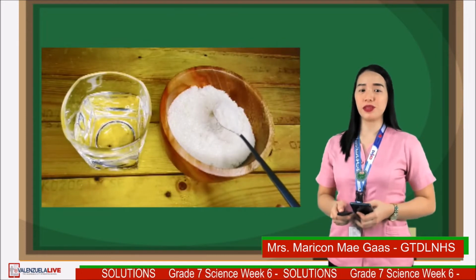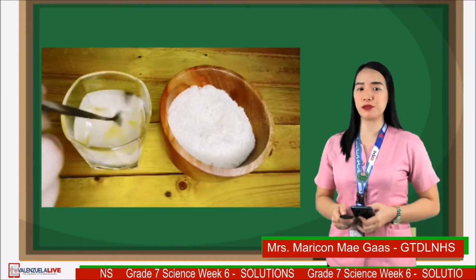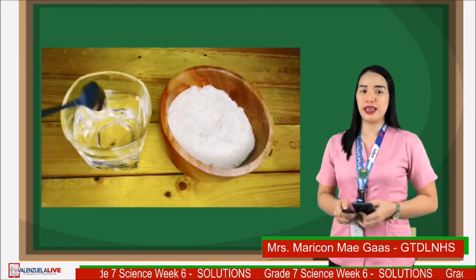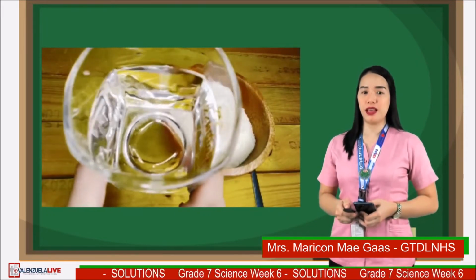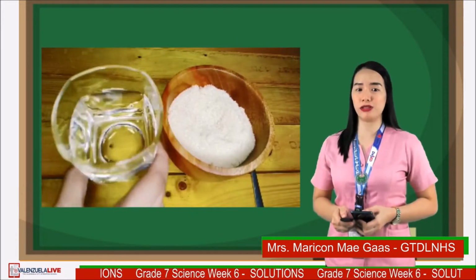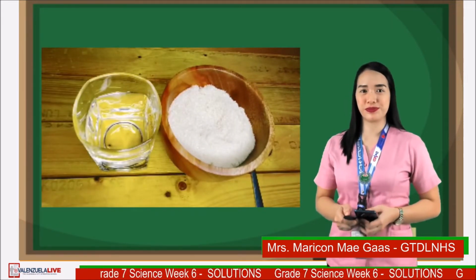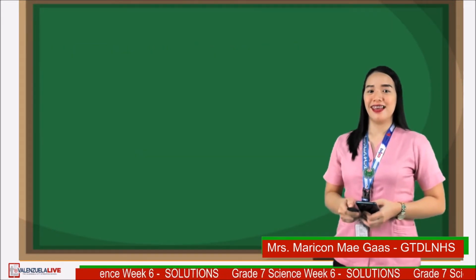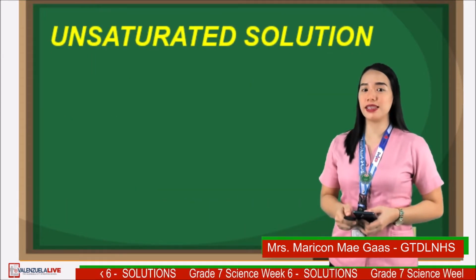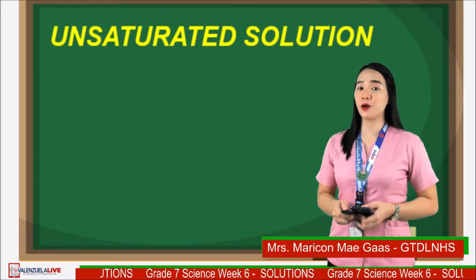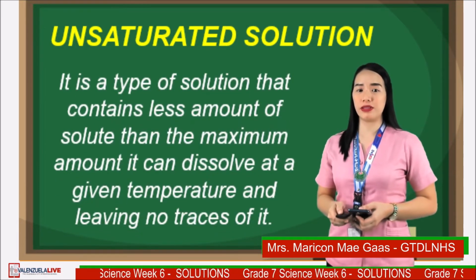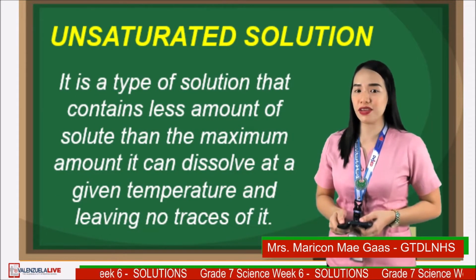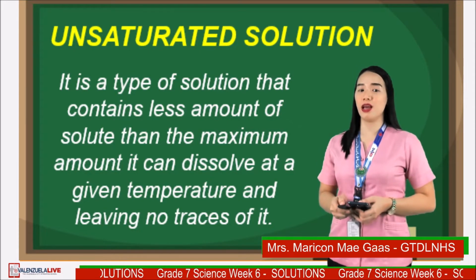First, we will put a tablespoon of sugar into the water. Second, stir it until the sugar completely dissolves. Now, we are able to make a sugar solution. The unsaturated solution is a type of solution that contains less amount of solute than the maximum amount it can dissolve at a given temperature and leaving no traces.